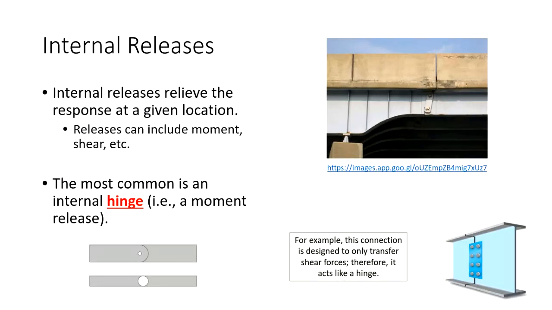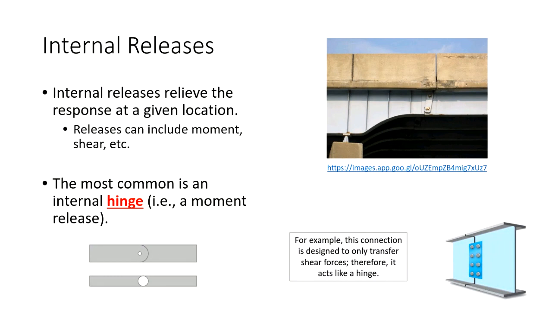I want to say a couple of things about hinges. You do find physical examples of them in the real world. The image on the top right is a pin and hanger connection. You'll find that in a lot of older bridges, and those connections transfer shear and axial load, but not moment. And then maybe a more modern example is something you might see here on the bottom.